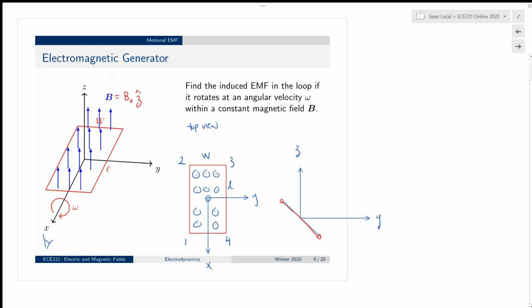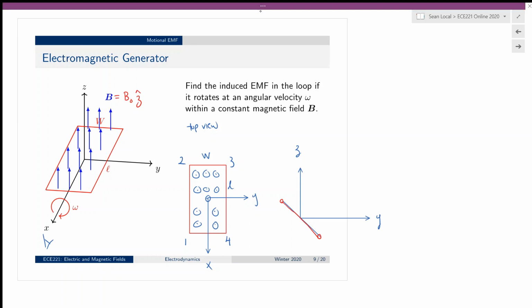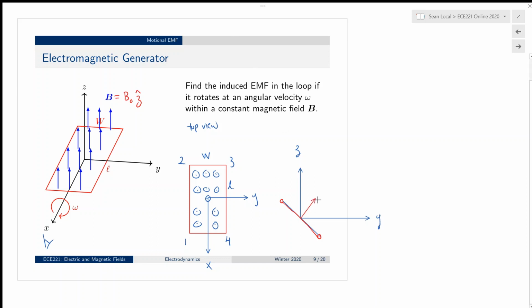So at any given time, we can draw a surface normal to this loop. Let's draw it like this and call this n hat. And let's say that this surface normal makes an angle theta with the z-axis. So this part of the loop wants to rotate this way, and this part of the loop wants to move the other way. Now, when we define the angular velocity omega, which is shown in the diagram on the left, omega is the rate of change of angle theta with time. So this is d theta by dt.